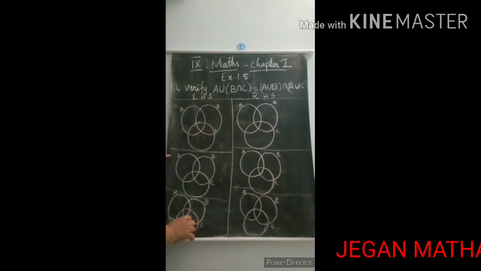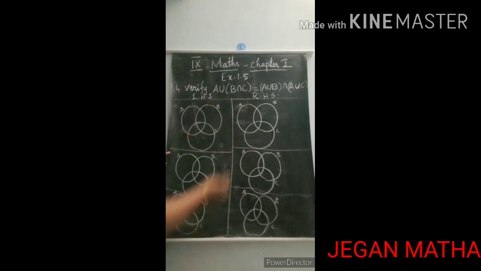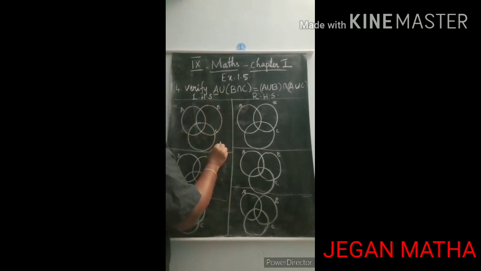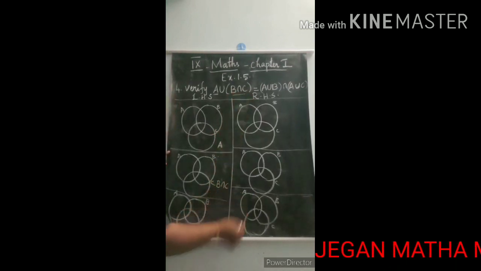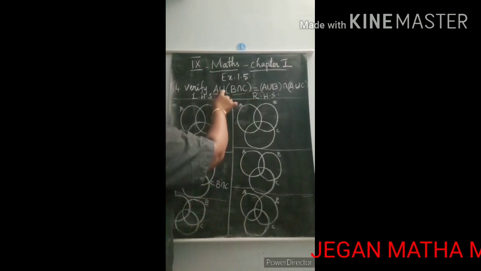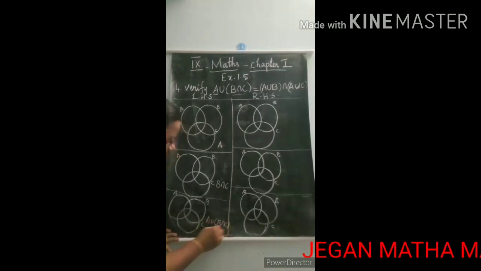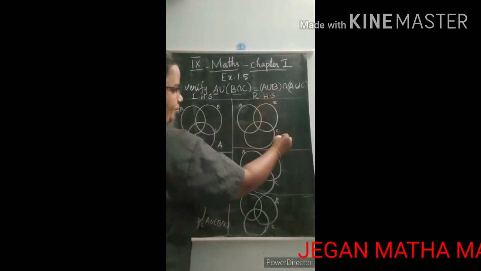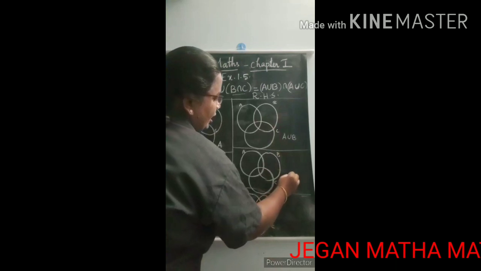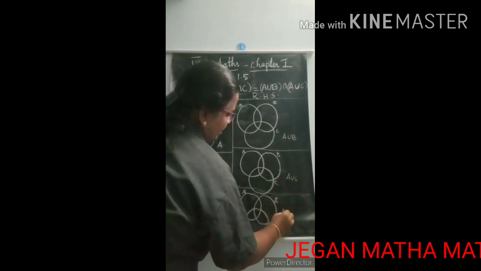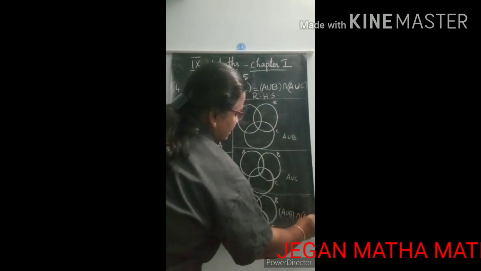So this is LHS. First let us do A union (B intersection C). First one you have to take A. Second one you have to take B intersection C. And then the final result for LHS, A union (B intersection C). Next, for RHS, A union B, and this is for A union C, and (A union B) intersection (A union C).